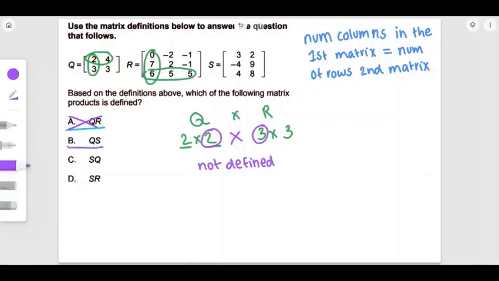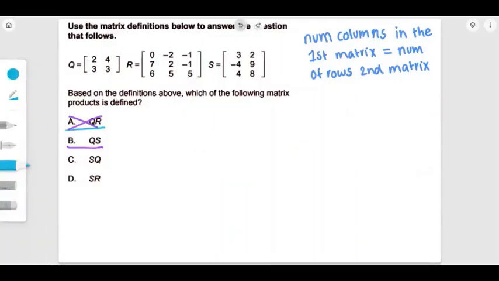Let's move to the second choice, which is QS. Choice B says that QS is defined. Q is a 2 by 2 matrix, as we said in choice A, while S has 3 rows and 2 columns, which makes it a 3 by 2 matrix.